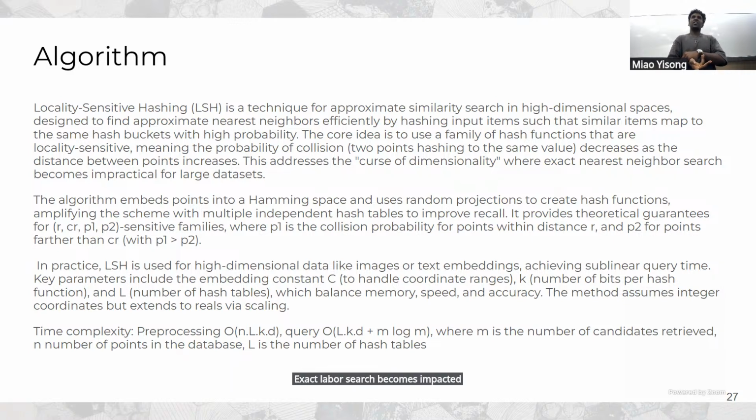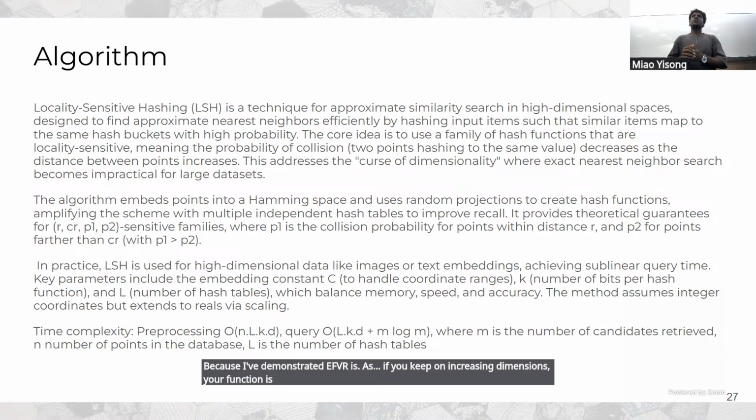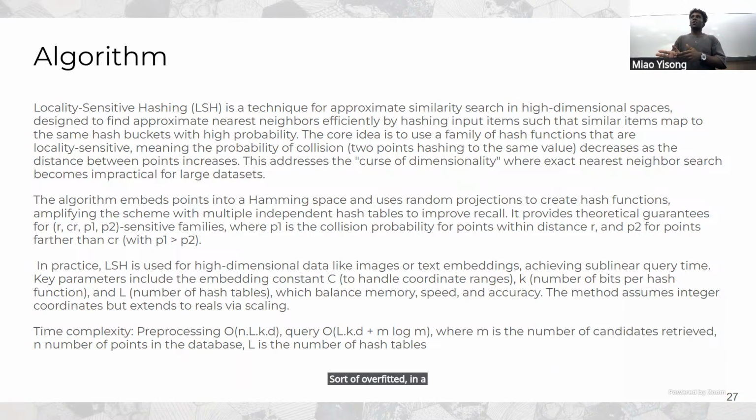What's the curse of dimensionality? The curse of dimensionality, TLDR, is that if you keep on increasing dimensions, your function is going to get sort of overfitted in a sense, because of which your query retrieval is bad. I mean, yeah, it's quite bad. Other than that, in terms of time complexity, you have your peak velocity time complexity, but the base time complexity depends on the number of points, the number of hash tables, and the number of candidates you want. Yeah, that's pretty much what we know for locality sensitive hashing.